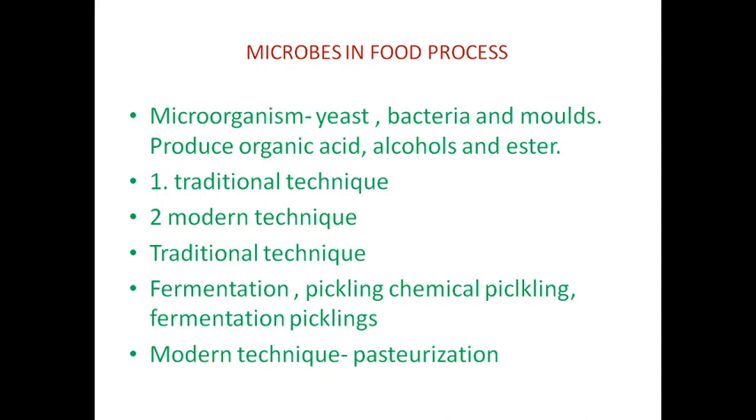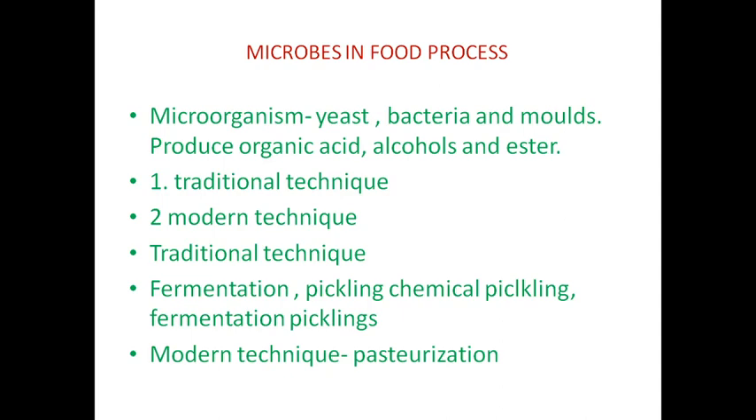Next one is microbes in food processing. There are two methods of food preservation. One is called the traditional technique and another one is called the modern technique. A traditional technique means what our forefathers followed, the same thing we still follow now. For example, pickling. Normally, if you take any pickles, they add a large amount of salt. That is called pickling.